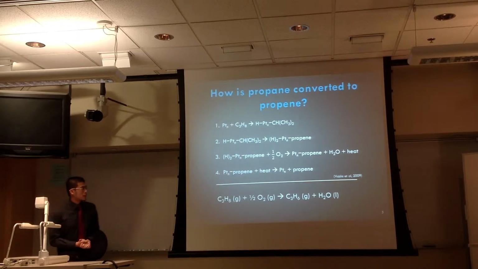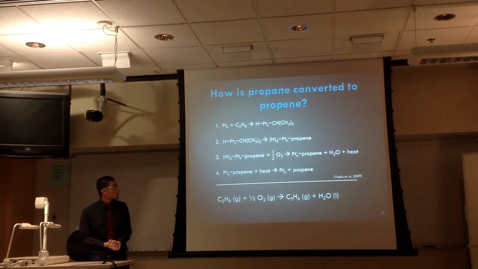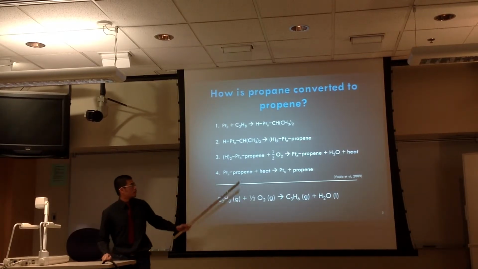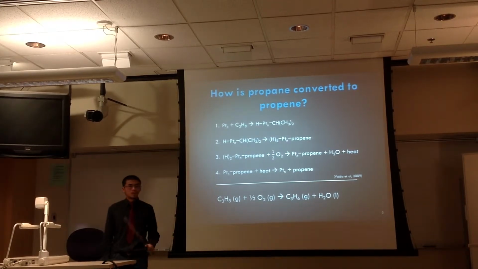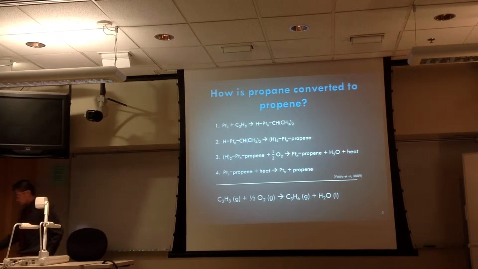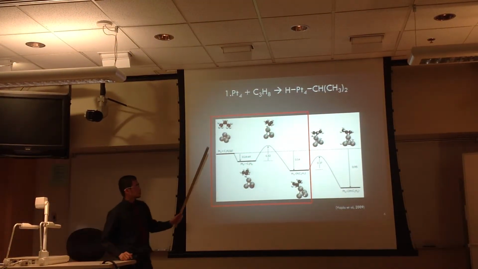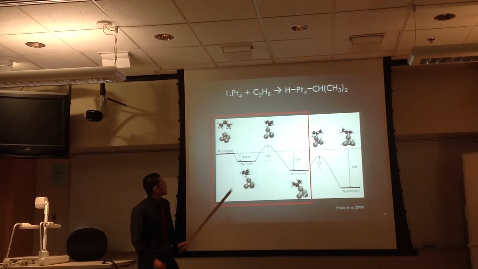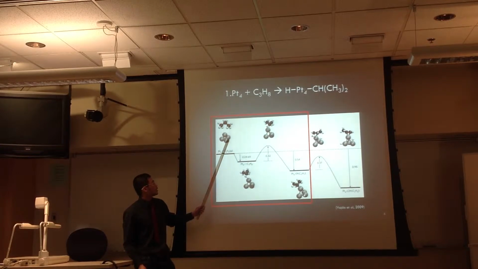Talking about the mechanism, Banda and his colleagues proposed there are four steps in the dehydrogenation. I will walk through the four steps. So here's the energy diagram. This molecule represents the Pt4 cluster, and this one is the propane.